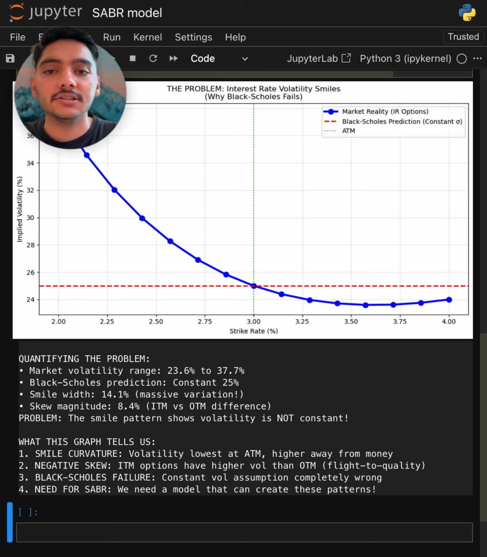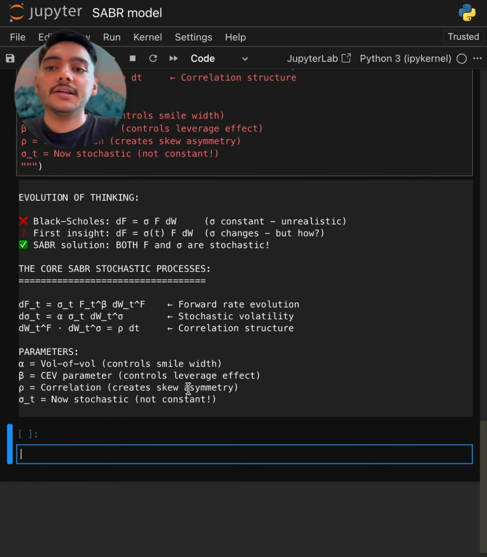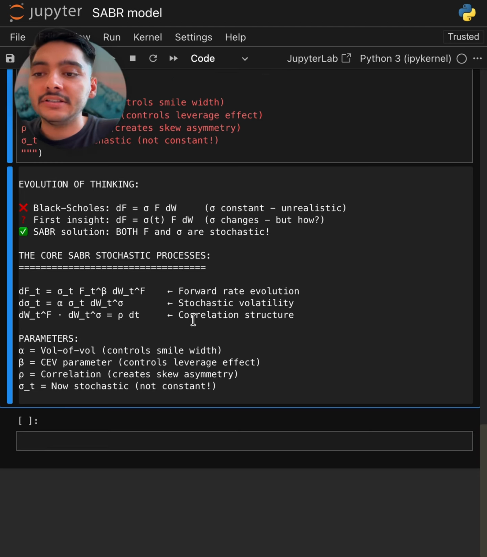So let me print a statement like I have written. Here the sigma is constant, which is unrealistic, and the first insight is that sigma should change, but how? In the SABR solution, both f and sigma are stochastic. These are the three core equations: the forward evolution, the stochastic volatility, and the correlation structure.